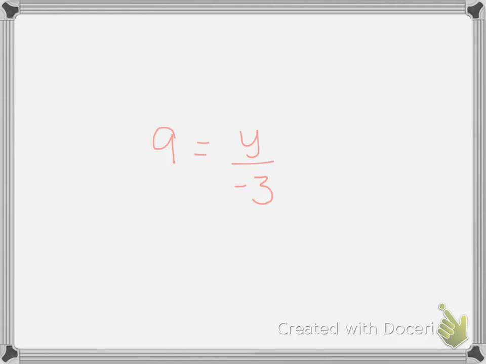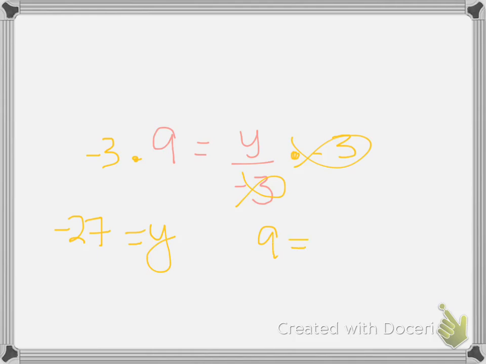Okay, this one's different. This means we're dividing. So if we're still trying to do the opposite to get rid of it on that side, we have to do the opposite of dividing. Well, the opposite of multiplying is dividing, so the opposite of dividing is multiplying. So we're going to multiply both sides by negative 3 to get rid of this negative 3. So negative 3 times 9 is negative 27, and that y is by itself, so y equals negative 27.